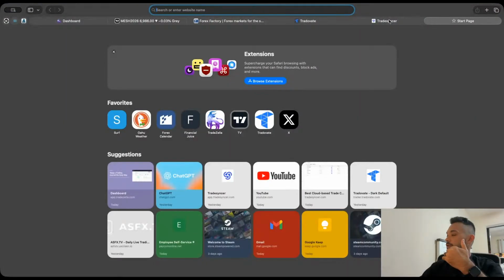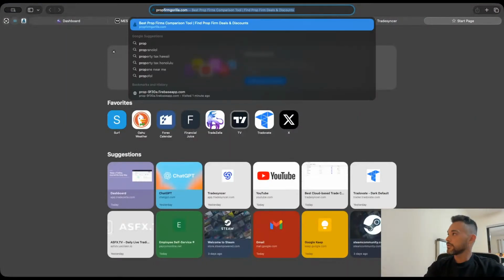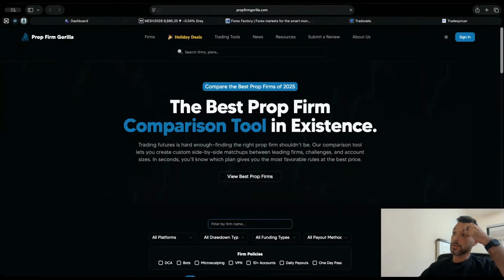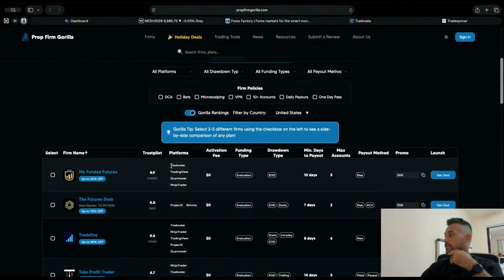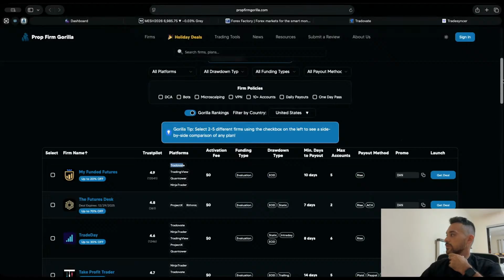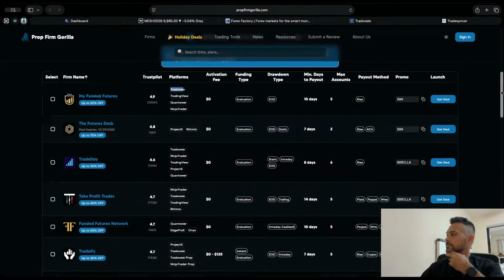So first thing, in my criteria to trade, I look up firms that actually have Tradovate. If you go to platforms, I look for Tradovate. It is 4:33, so I don't want to spend too much time on this. I want to look at the charts and get set up there.